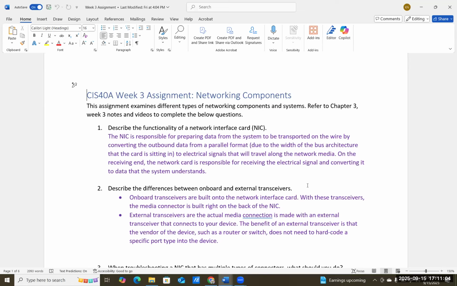And remember that we have to be able to make sure that the data is understood, right, by the system. And this is when we're thinking about protocols and services.